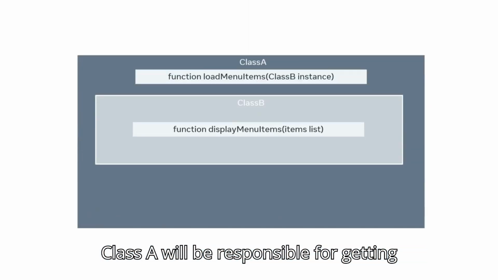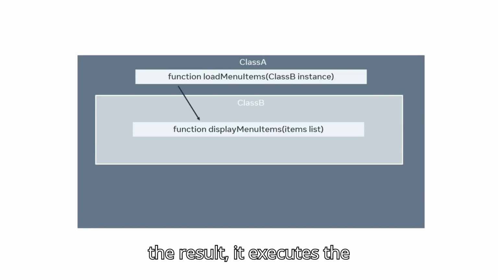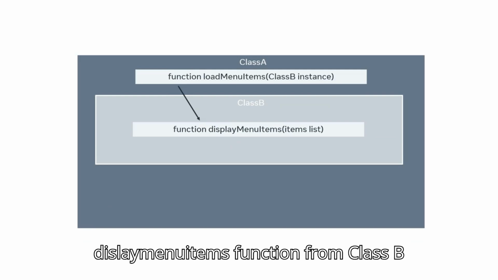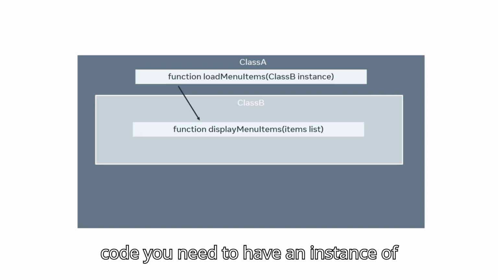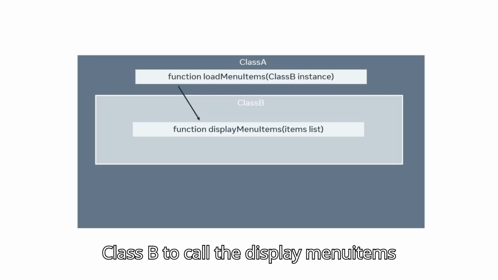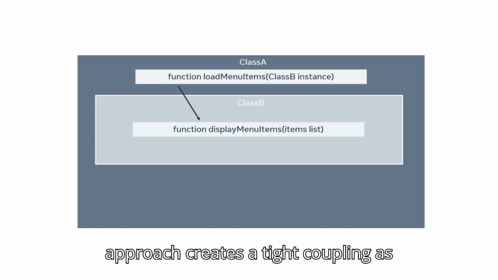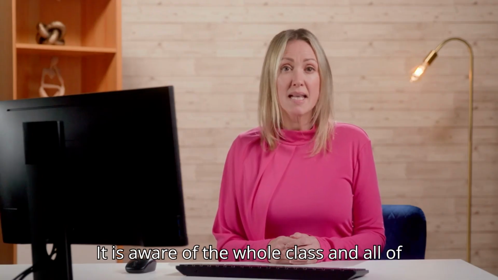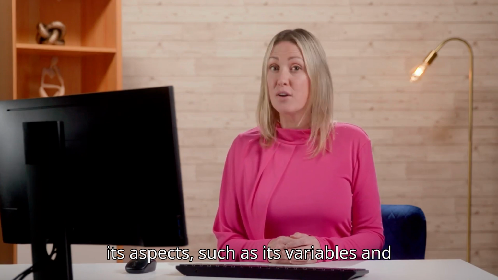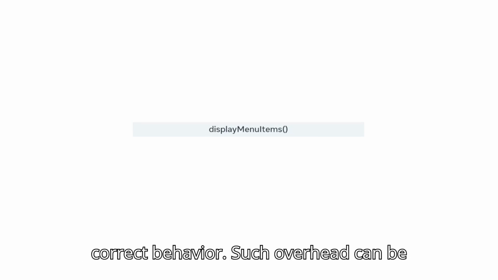Class A will be responsible for getting the list of the menu items in its load menu items function. After receiving the result, it executes the display menu items function from class B and passes the items to it. With this code, you need to have an instance of class B to call the display menu items function after loading the list. This approach creates a tight coupling as class A holds a reference to class B. It is aware of the whole class and all of its aspects, such as its variables and other functions. In resource terms, this is known as overhead, since only the display menu items function is needed for correct behavior.